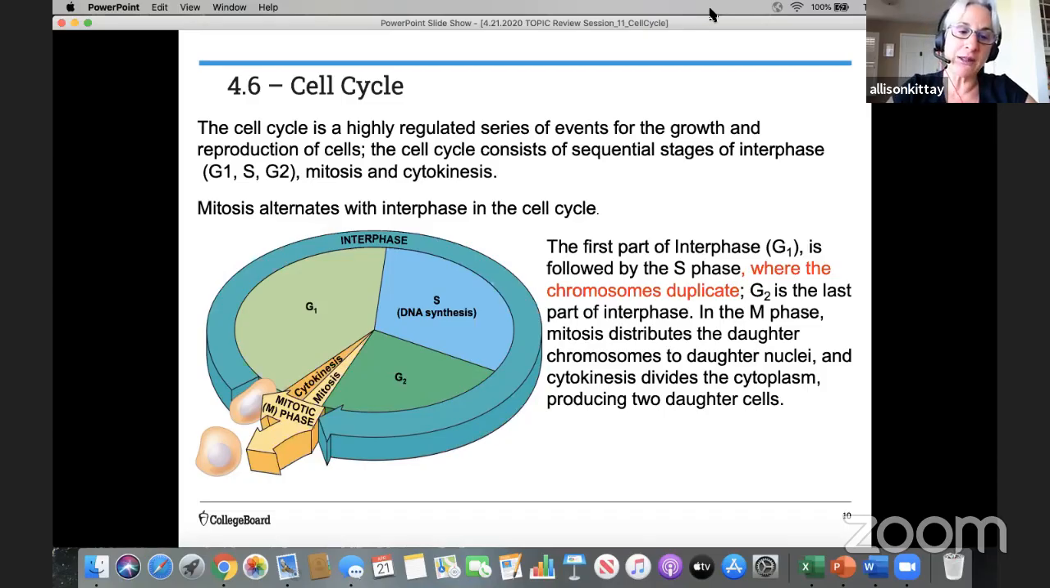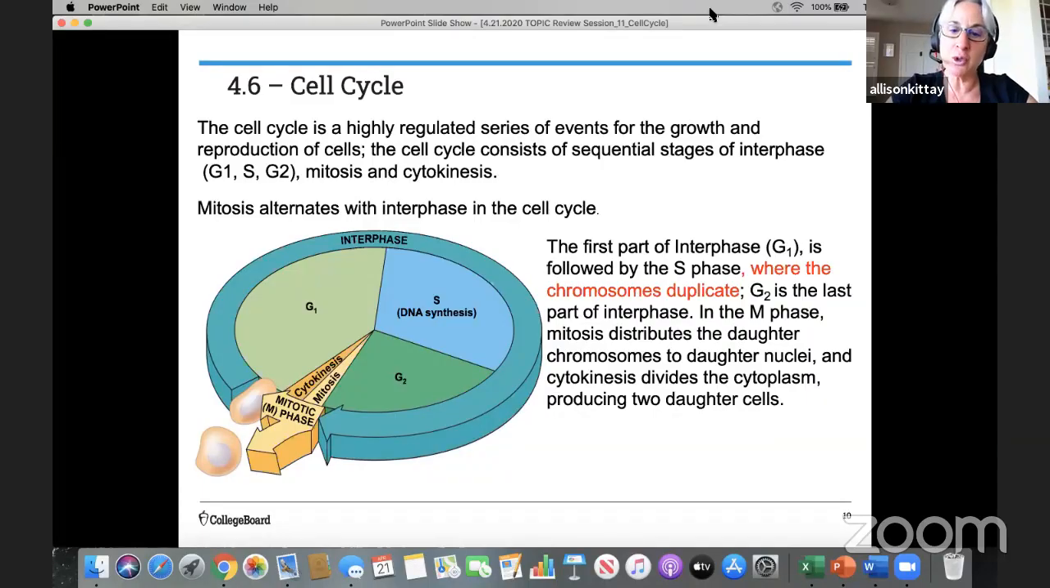And as you look at this diagram, you can see that the majority of the time is spent in interphase, and that only a small portion of the cell cycle is the actual nuclear and cytoplasmic division. Okay, so briefly, the G1 is the general growth phase of the cell. The S phase stands for synthesis, and this is where the chromosomes are replicated or duplicated.